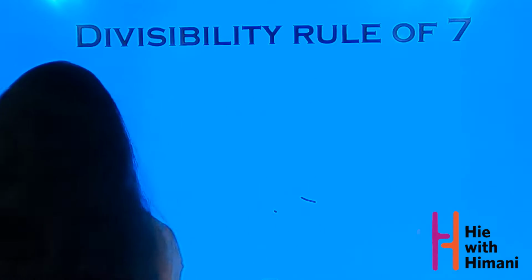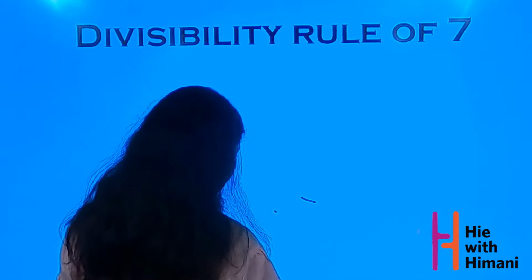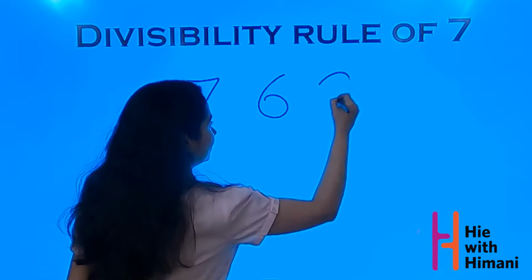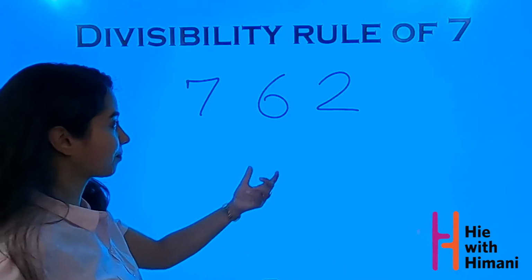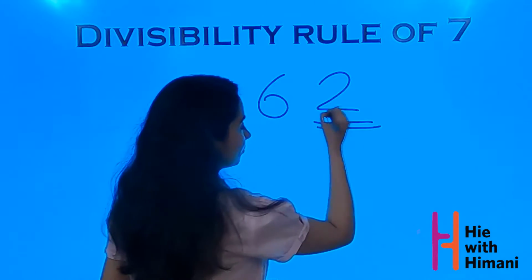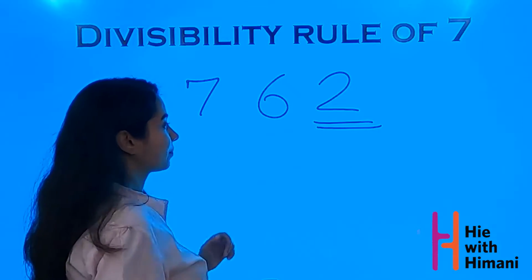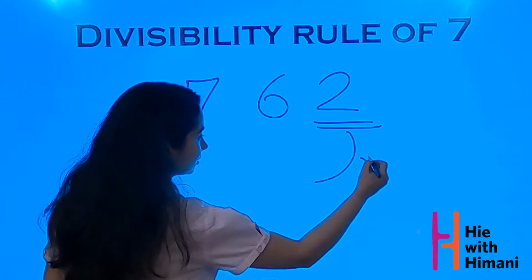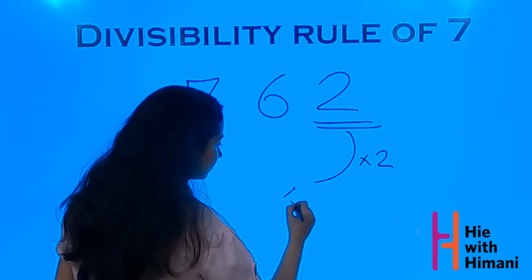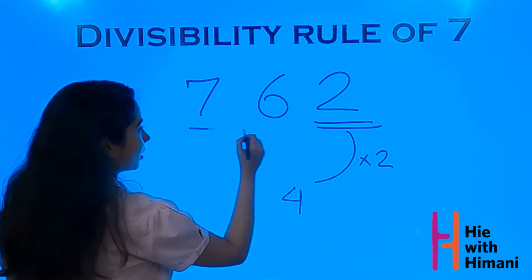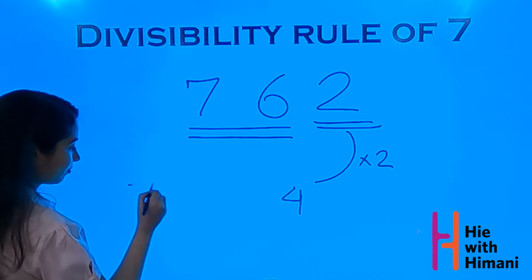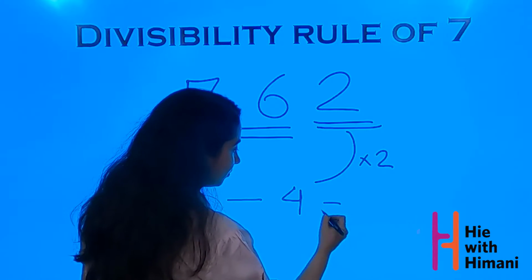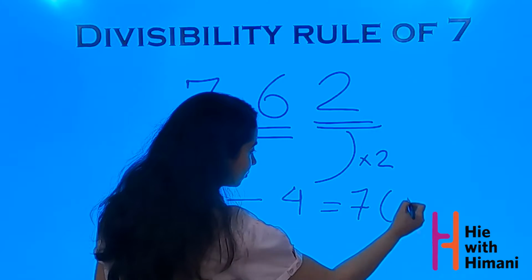So let's take this number, 762. I'll start with the example only. Take the unit digit first and double it. After doubling, we get 4. And whatever the remaining number is, I have to subtract this 4 from the remaining number. And the number I get, I just have to check it.